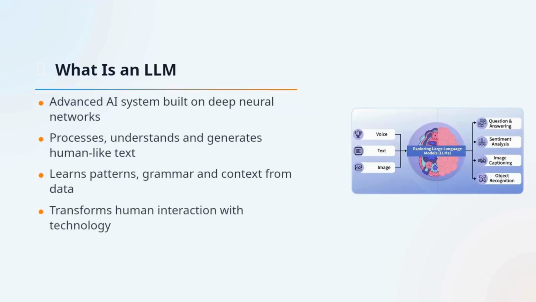A large language model, or LLM, is an advanced AI system trained to work with language. It studies huge amounts of text and learns patterns like grammar, meaning, and context. Because of that, it can generate human-like responses instead of just matching fixed rules. In simple words, it is a model that has learned how language usually works.